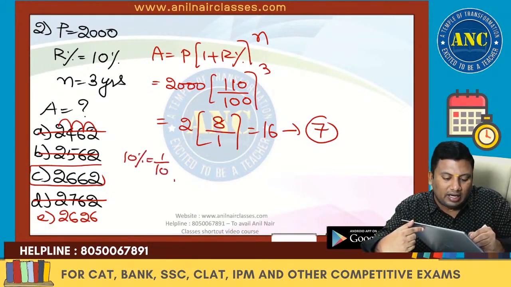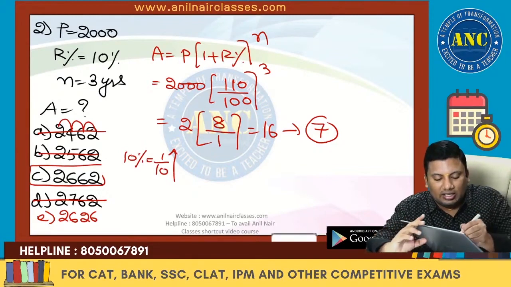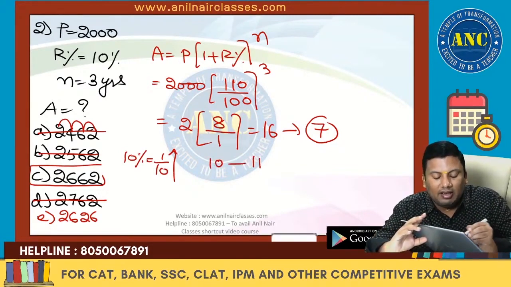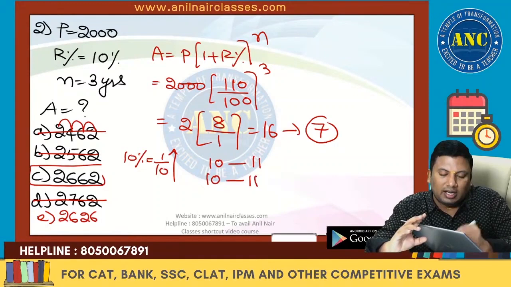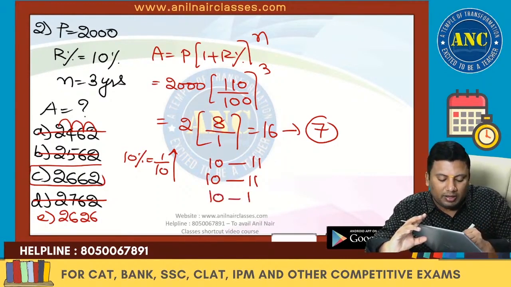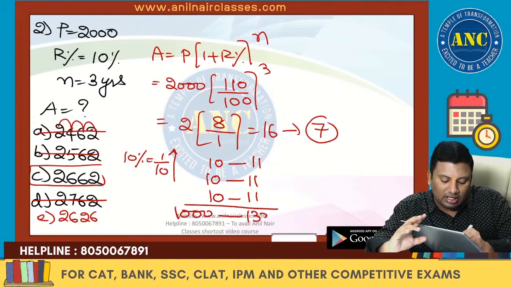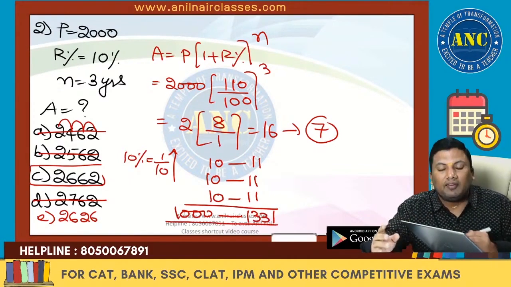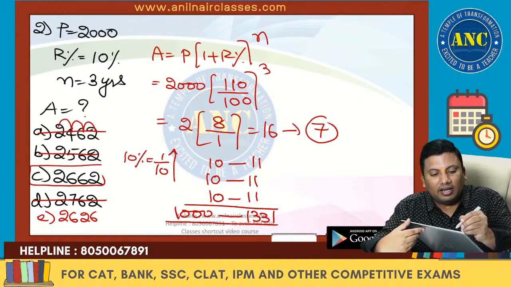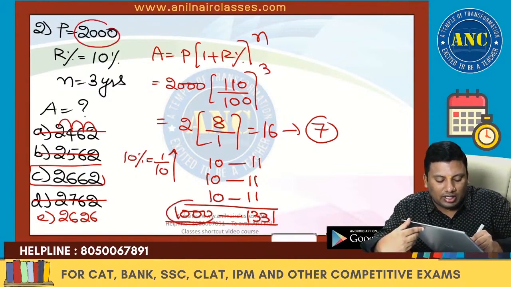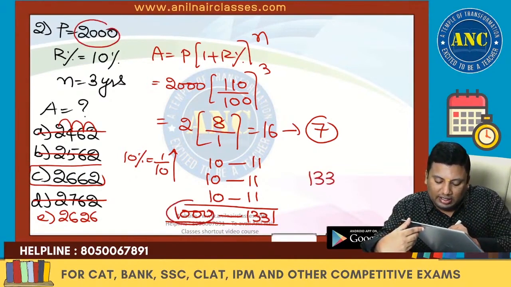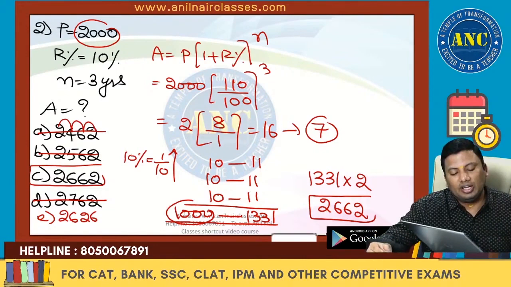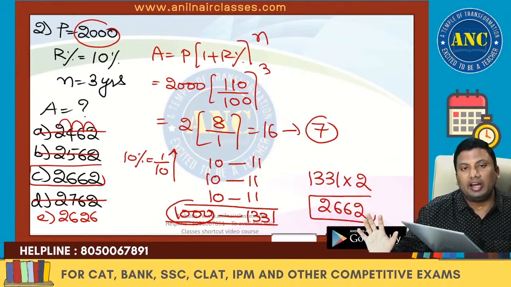If there is an option 2626, 10 percentage is nothing but 1 by 10. Rate of interest is increased: 10 is becoming 11, first year. Second year, 10 is becoming 11. Third year, these are nothing but 1000, these are nothing but 1331. 11 cube is 1331. 11,000 is becoming 2000 into 2, so it is 1331 into 2. So the answer is 2662. I hope the idea is clear.